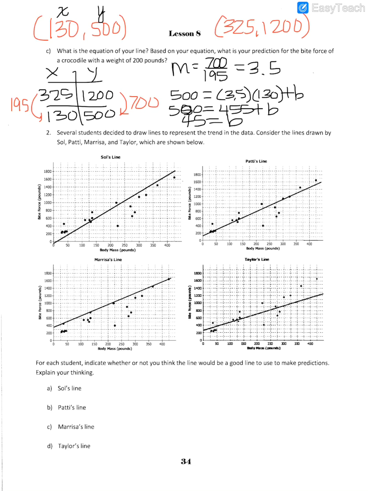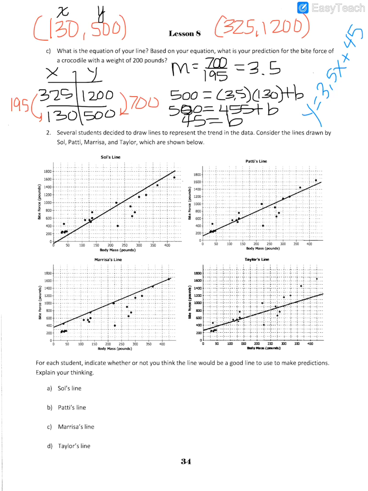Okay, so my final answer, my line is, I don't really have room, I'm going to squeeze it over here: y equals 3.5x plus 45. All right, let's go to number 2.